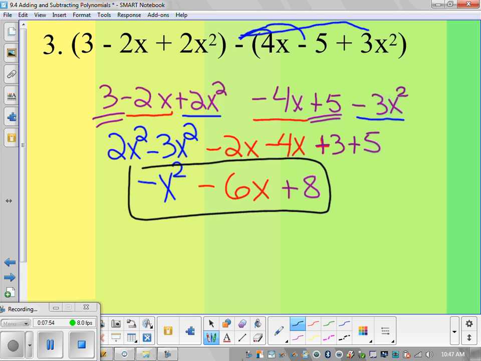Take a moment, make sure you are okay with distributing that negative to all three terms only in the second set of parentheses, because that subtraction sign is in front of the second set of parentheses. When you're ready and have that all down, move on.